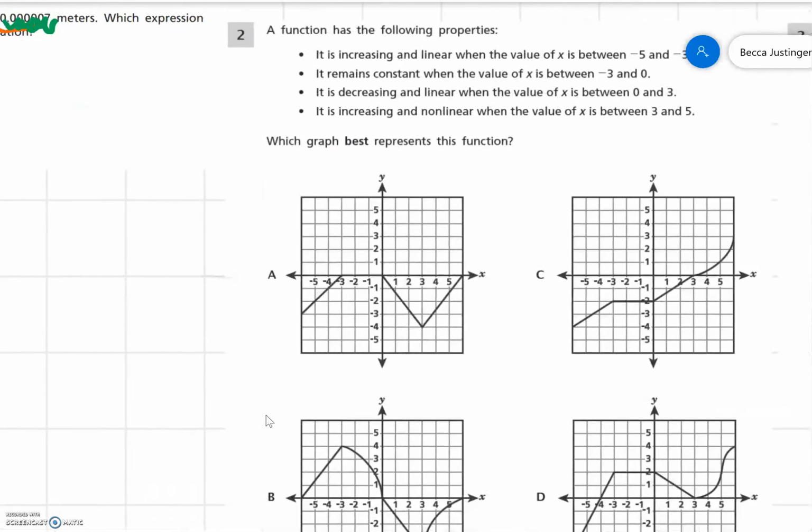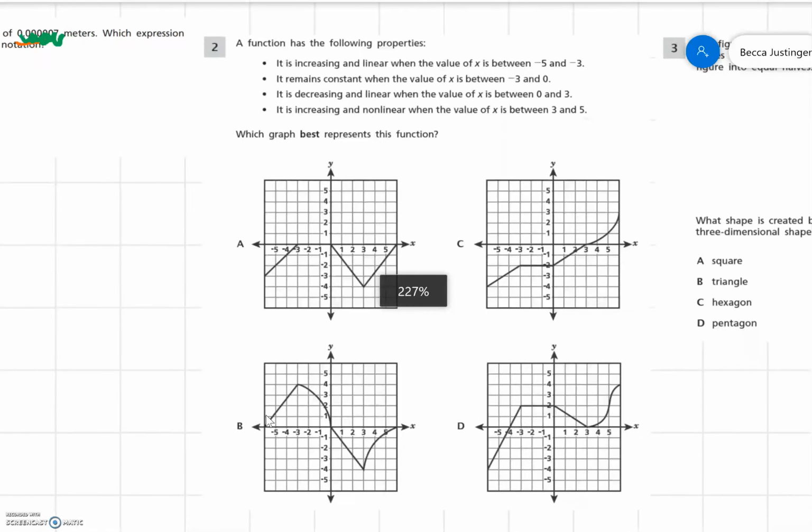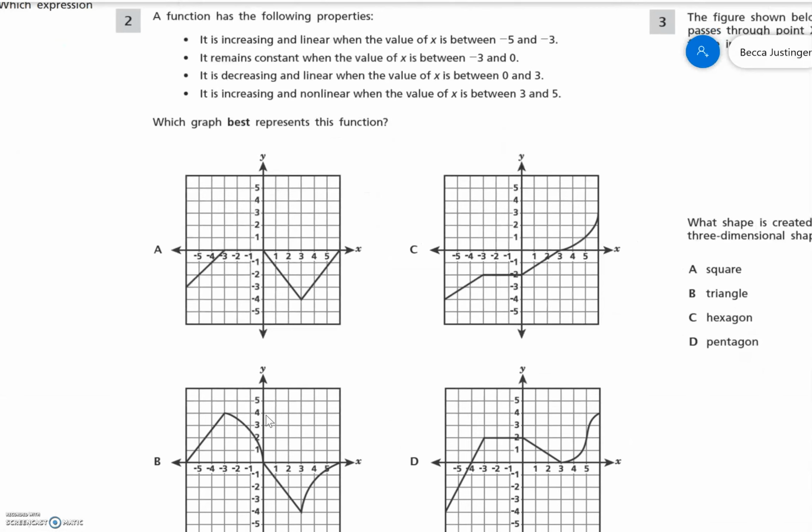Number 2. A function has the following properties. It is increasing and linear when the value is between negative 5 and 3. So increasing and linear between negative 5 and 3. All of the following graphs have that. It remains constant when the value is between negative 3 and 0. So constant is flat across. So I'm going to cross out B because between negative 3 and 1, it decreases.